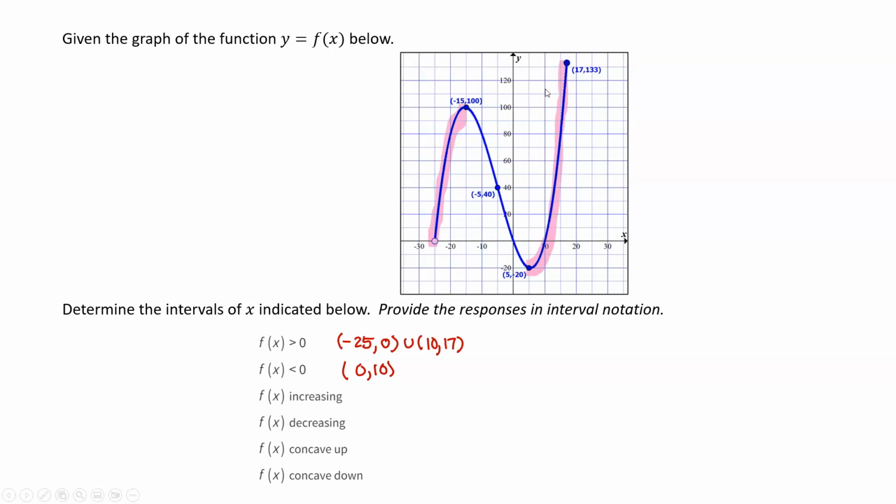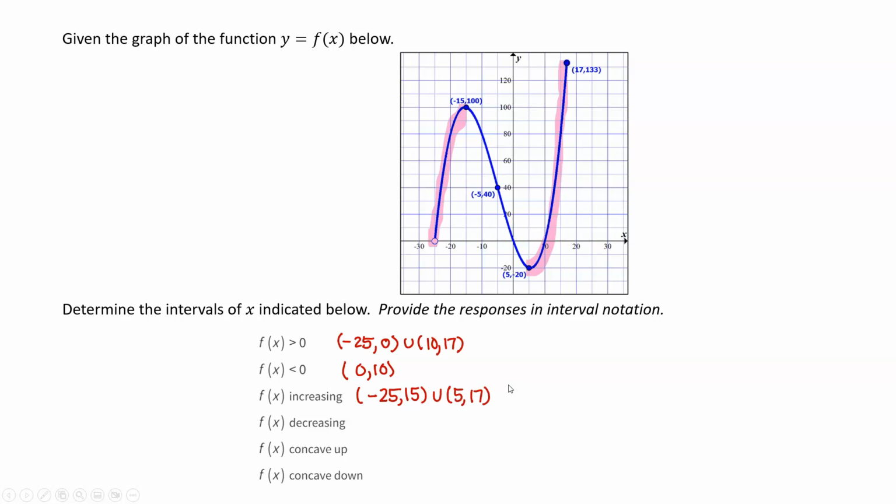And endpoints, technically, you don't really know what's happening before that. There could be a radical change in this graph, and that's why it was cut here, and why it was cut here. So you don't know anything about the graph beforehand. That's why you don't include endpoints either. So it's increasing between -25 and -15, and then it's increasing again between 5 and 17.